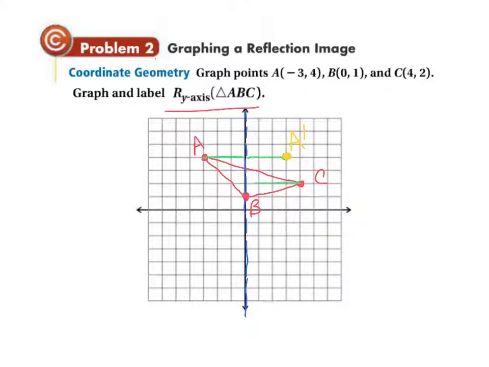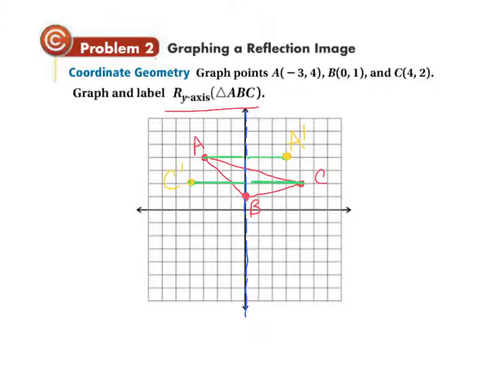C is 4 units. Now this is kind of weird because A was on the left of the line. It flips over to the right side. C is on the right side. It's going to flip over to the left side. 4 units. Okay, so that's C prime.